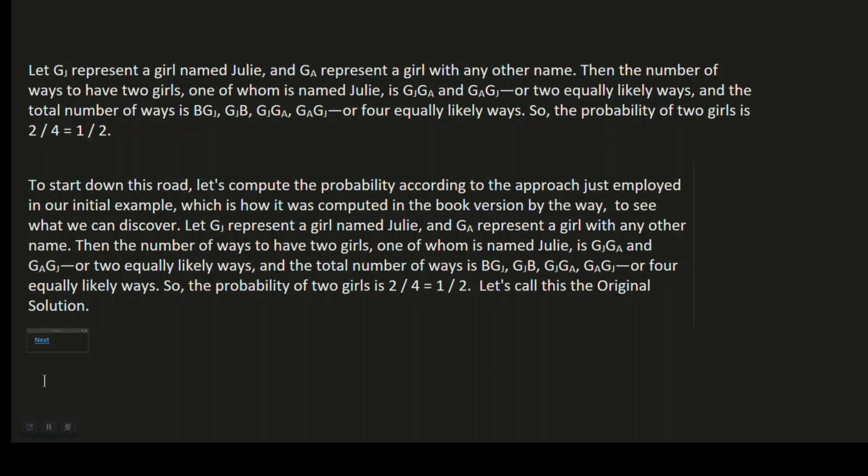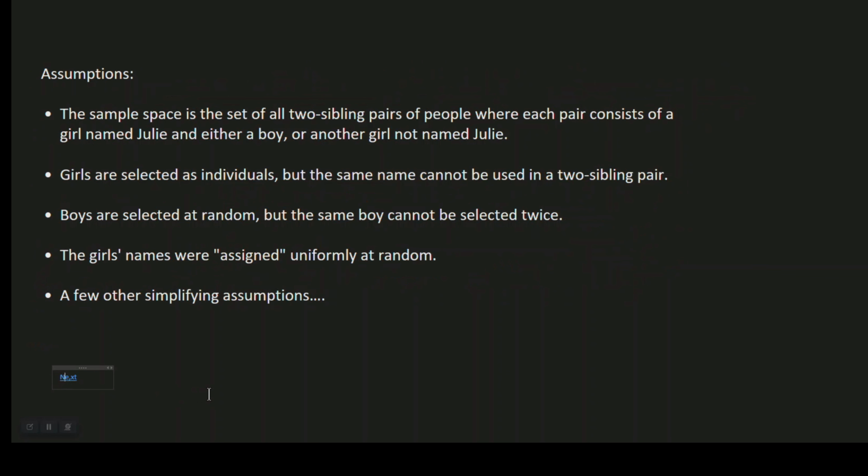To make our contribution to this problem, we will also make several assumptions, which I will now enumerate. The sample space is the set of all two-sibling pairs of people, where each pair consists of a girl named Julie and either a boy or another girl not named Julie. The girls are selected as individuals, but the same name cannot appear twice in the two-sibling pair. The boys are selected at random, but again, the boys cannot be selected twice. The same boy cannot be selected twice. The girls' names are assigned uniformly and at random.